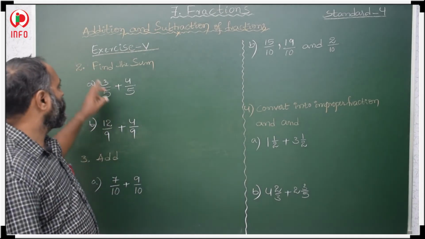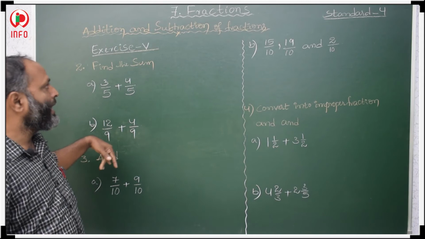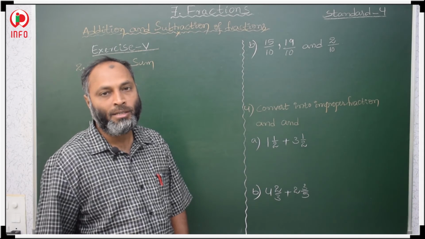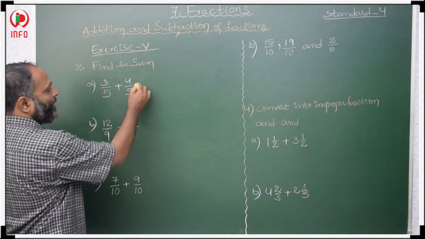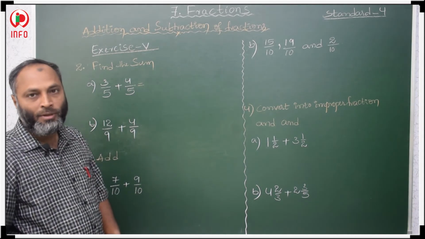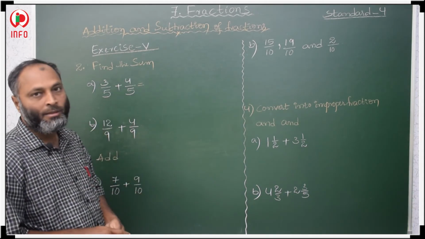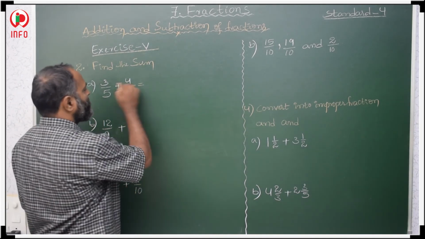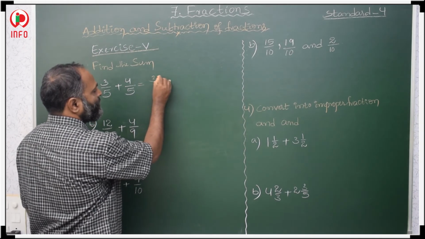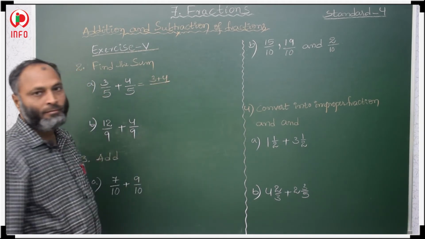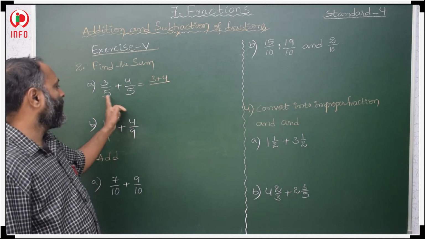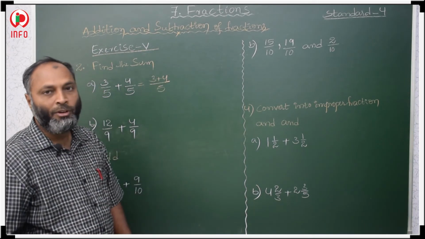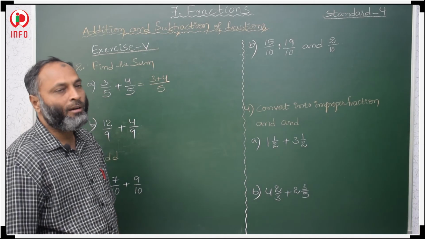Now, see students, here find the sum of these like fractions. All these are like fractions. The sum of these like fractions we have to find. So how to find it? First we have to add the numerators: sum of numerators by the common denominator. That is 3 plus 4 by, what is the common denominator here? 4. So we take the denominator one time.